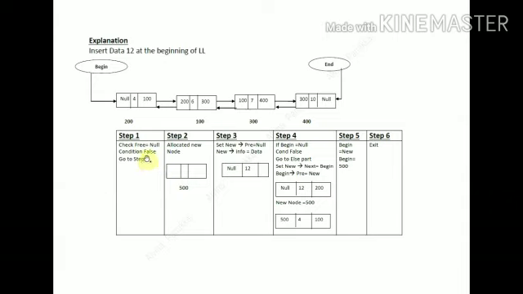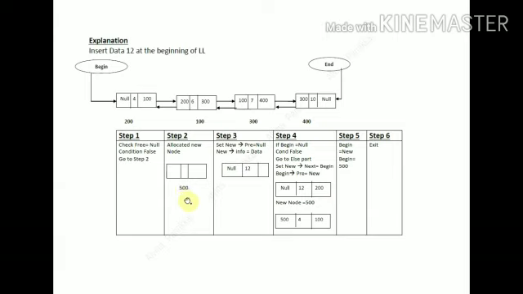That is, we are going to allocate a new node. So this is the new node that we have allocated. We are assuming that the address of this particular node is 500. So we have done that. This is the new node that we have got. Its address is 500. So we will go to step 3.